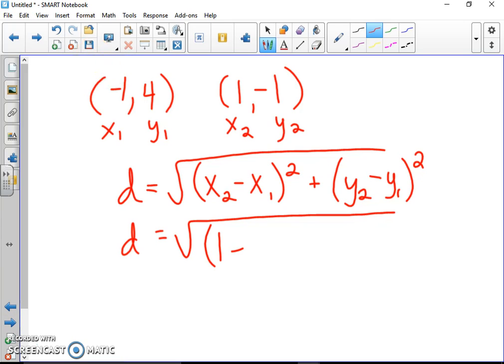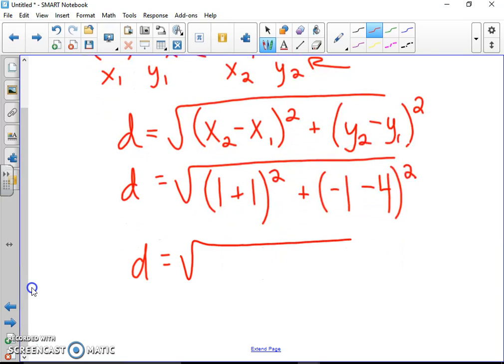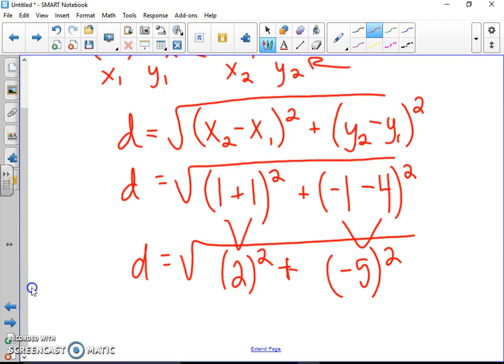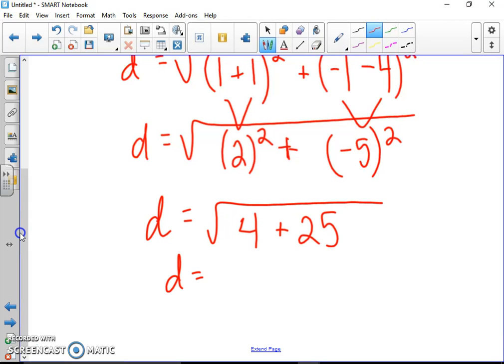1 minus -1, so that just becomes +1, or minus -1 if you want to write that. y2 is -1 minus y1, which is 4, squared. Okay. All right, square root. Simplify the inside. 1 plus 1 is 2 squared plus -1 minus 4 gives us -5 squared. Sorry, that's a plus sign. All right. Square root of 4 plus 25, almost done. Square root of 29. Can't really reduce that at all, but you can make it a decimal, 5.4.